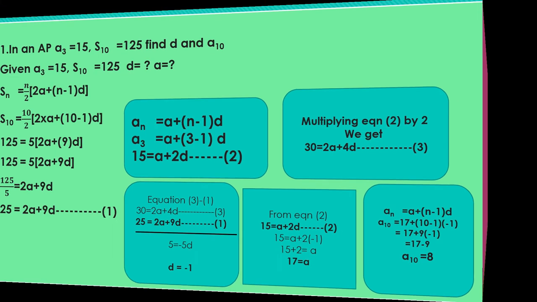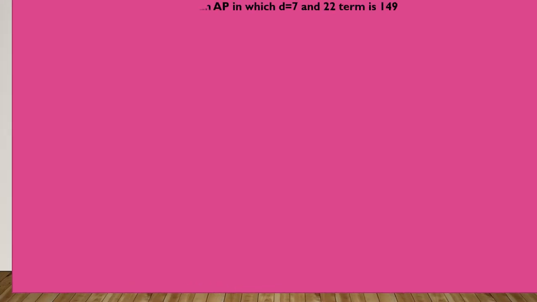One more problem. Find the sum of the first 22 terms of an AP in which d is 7 and the 22nd term is 149. First we'll write the given points. d is 7. A22, because here a total of 22 terms are there, so A22 is 149. That is the last term in this problem. And we have to find the sum of the 22 terms.